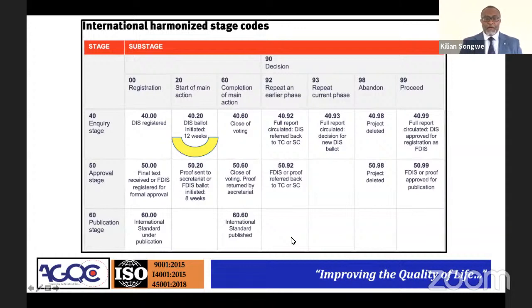So if we took the ISO 15189, this current one, what you see I have highlighted in yellow, the stage is 40 and the sub-stage is 20, stage of main action. So this particular document is a stage 40-20, which means there's a draft international standard which has been initiated and it is during its 12 weeks of voting. The voting in this case started sometime in October and is going to expire in January of 2022.